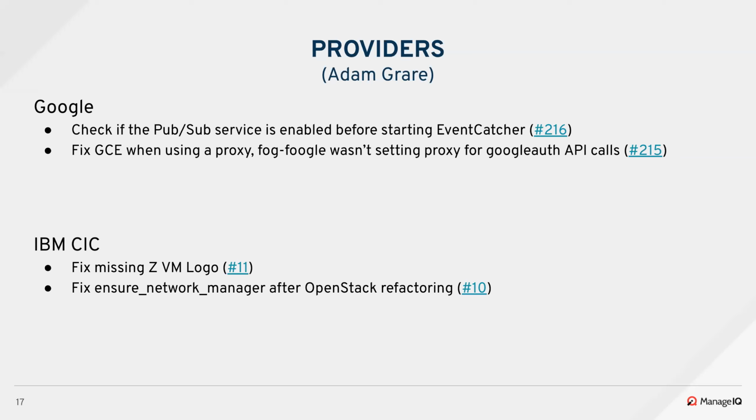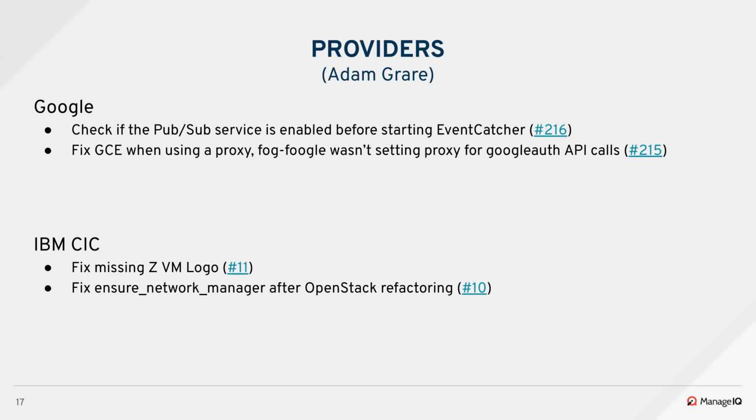Fog Google at some point updated how they were doing the auth API calls. They're using the Google auth gem now, and Fog Google isn't setting the proxy information for that gem. So even though all of the calls like get a list of instances or get a list of volumes are all using the proxy, the initial service credential login calls were not. And so if you were blocking all outbound traffic, the initial login was hanging. So we got a fix for that.